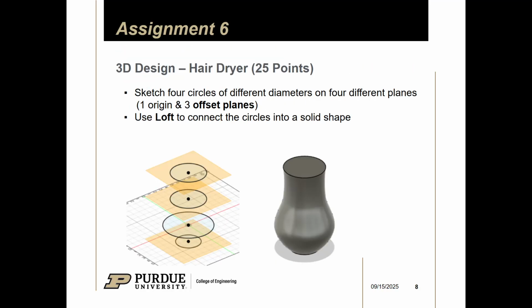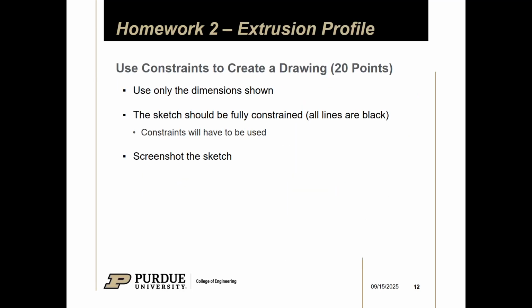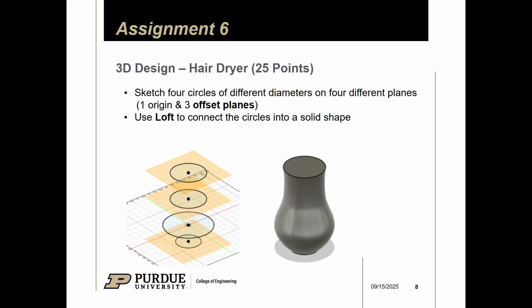Okay, cool. So the next thing we're gonna do is create a hair dryer for the next assignment. This looks a little bit more advanced because it is. But what we're gonna do is, instead of using the 3 origin planes that we are given when we create a design, we're gonna create some new ones. And it's gonna allow us to do some cool stuff like lofts and stuff.